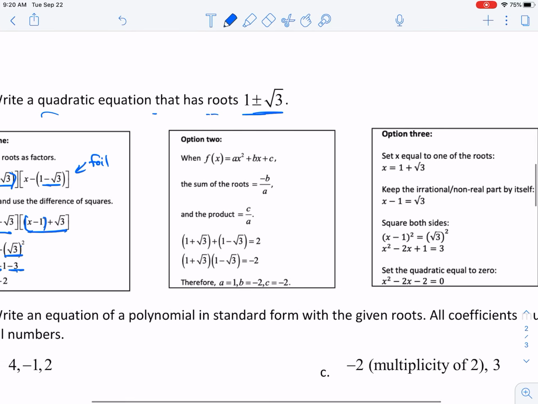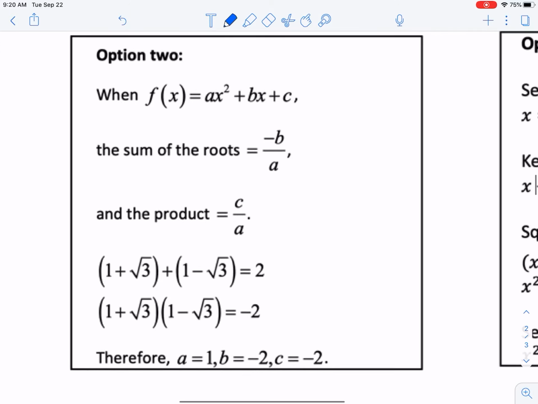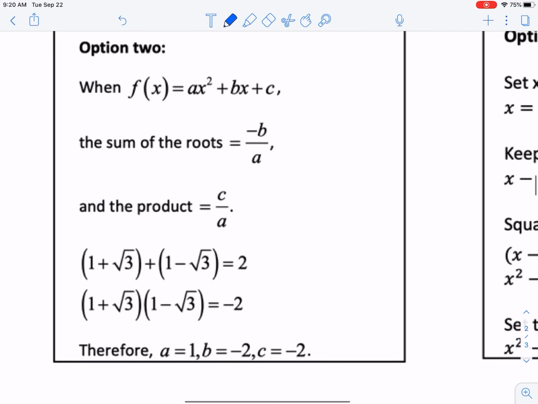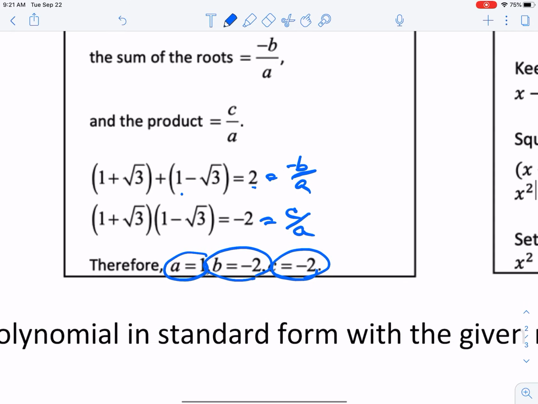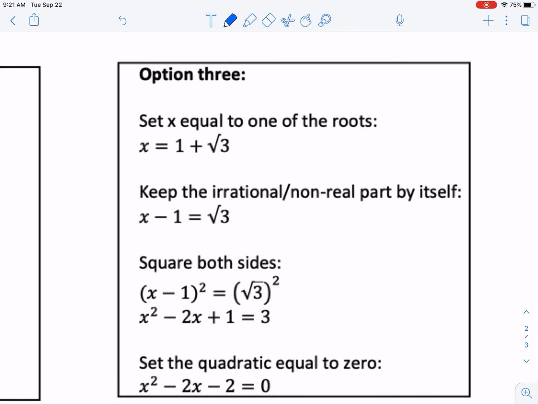Here's another option. You use the sum of the roots and the product of the roots. If you add your irrational numbers together, this is equal to negative b over a. If you multiply them, this is equal to c over a. So a is 1, b is negative 2, and c is negative 2. And then you can write your equation. I thought this was an interesting option.